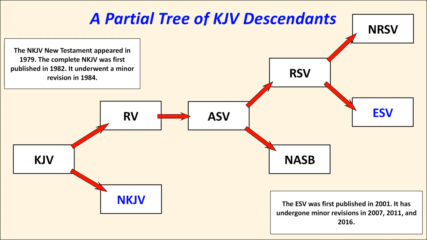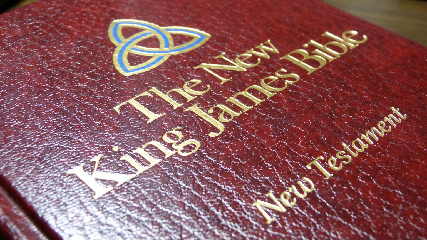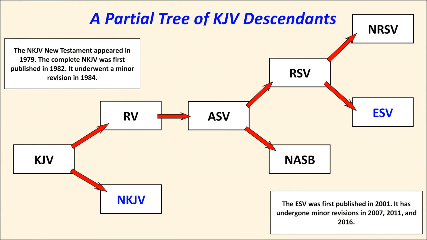The NKJV and the ESV are both direct descendants of the KJV, but the ESV is several generations removed. The NKJV New Testament dates to 1979, and as far as I know it was last updated in 1984. The ESV is more recent, first published in 2001, and undergoing minor revisions in 2007, 2011, and 2016.